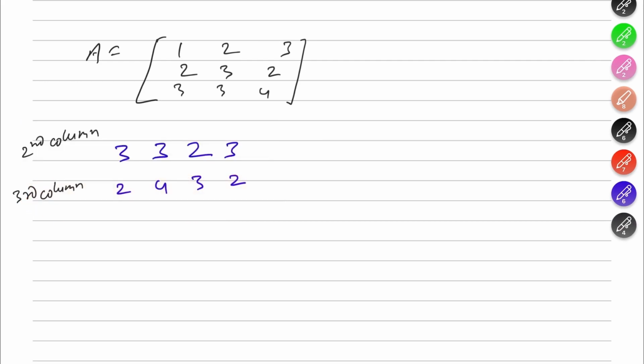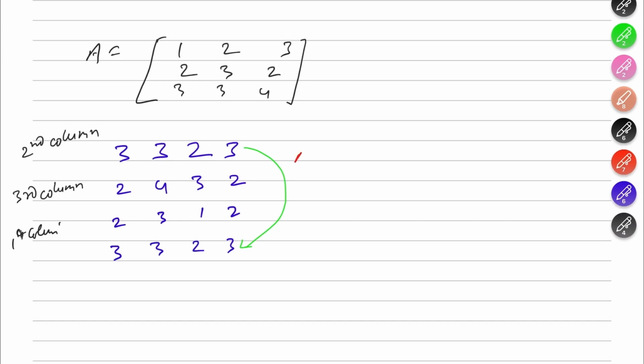Then next we'll consider the first column. First column means 1 2 3, but start from the second row: 2 3 1 2. Fine. And now I will repeat the second column elements again here. So I am just repeating this again here, so that means 3 3 2 3. That's all. Once we write this, now quickly we can find the adjoint.